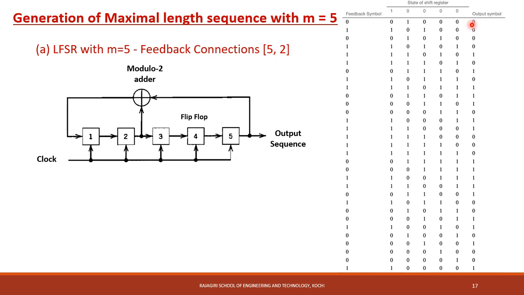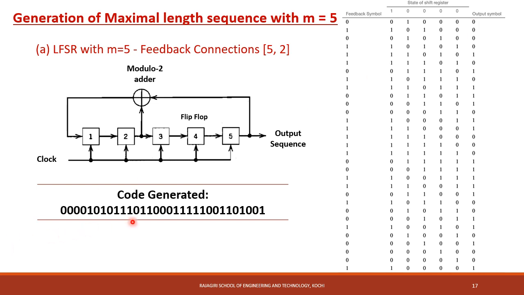So the output sequence thus generated is obtained as this, and it will have a length of 31, which is 2 raised to 5 minus 1. After 31 clock cycles, the same sequence will start to repeat.